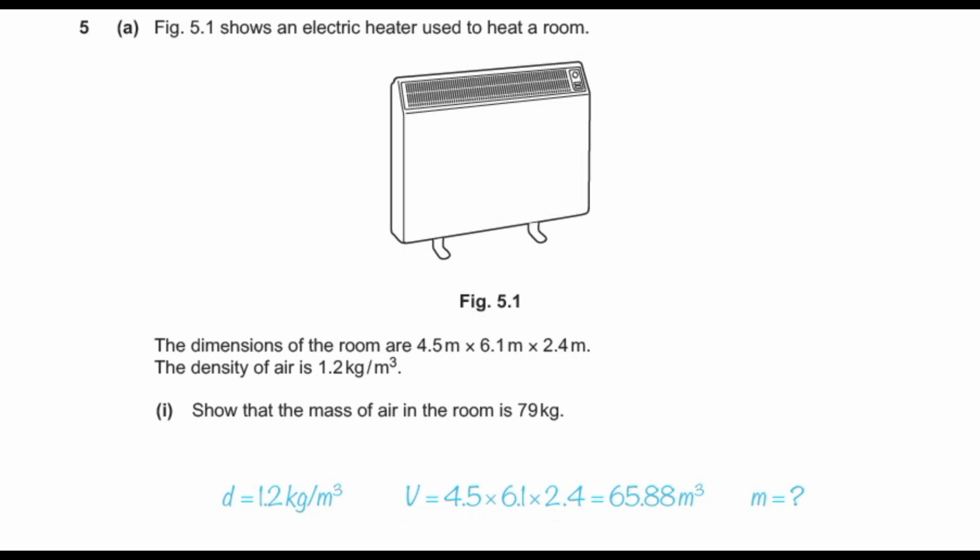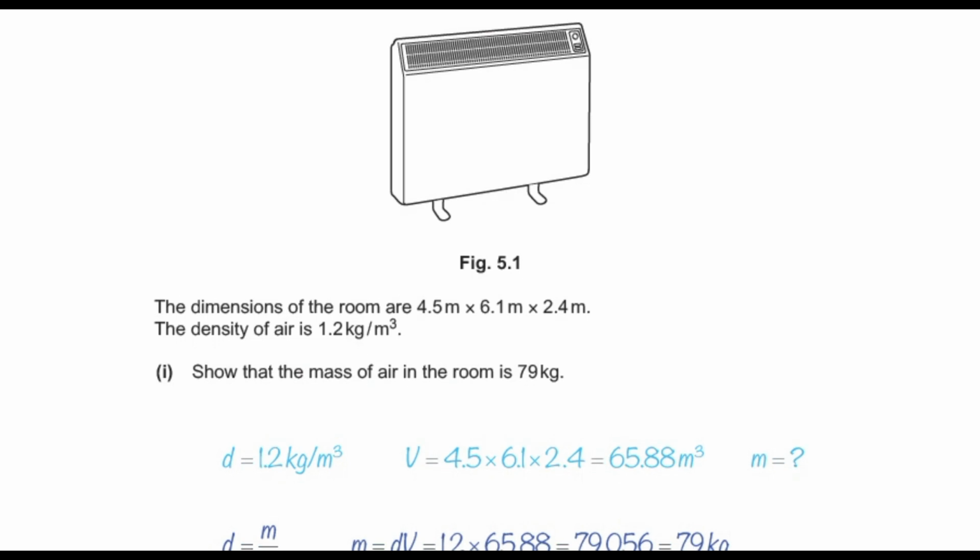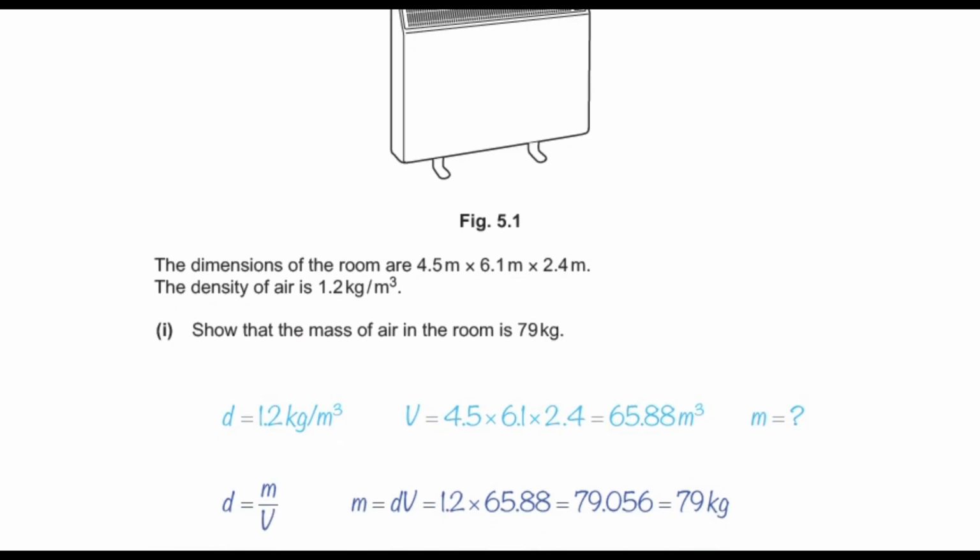Step 2, use the formula for mass and density. The formula connecting mass, density, and volume is mass equals density times volume. Substituting the values, mass equals 1.2 times 65.88 equals 79.056 kilograms. Rounding to match the solution, mass equals 79 kilograms.